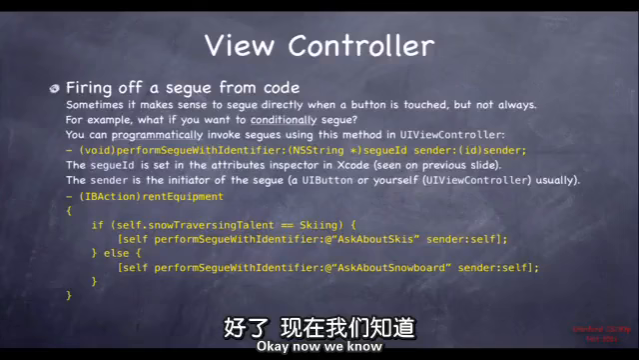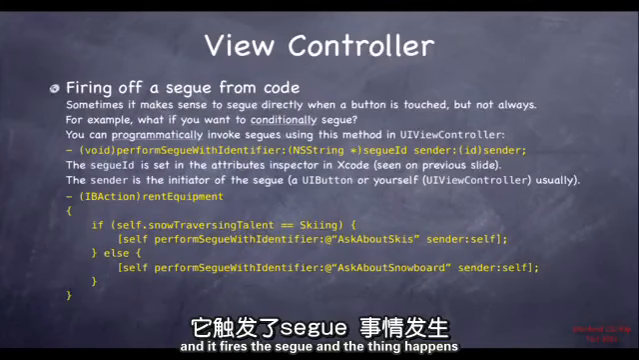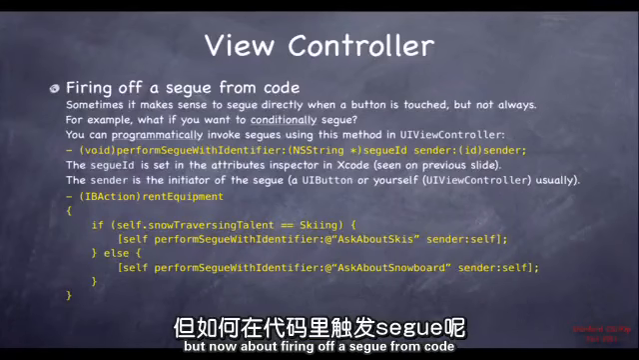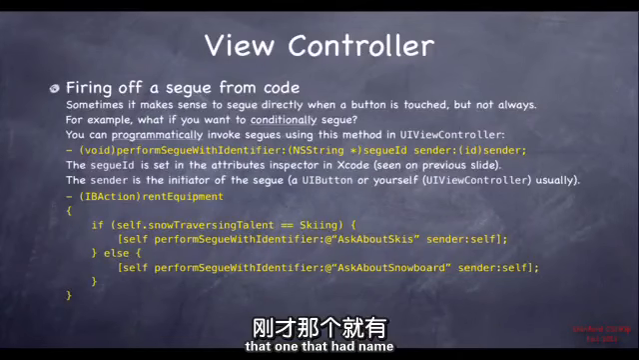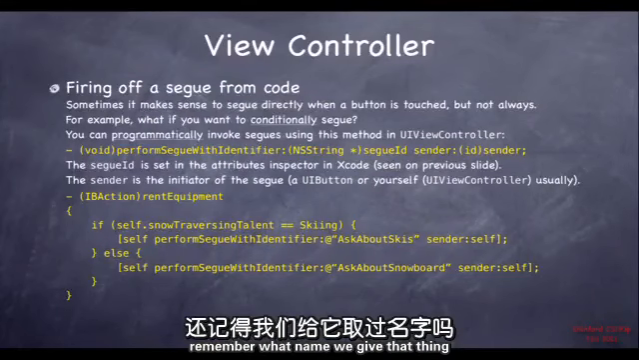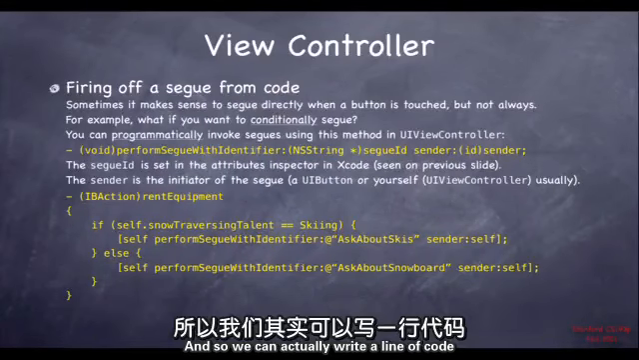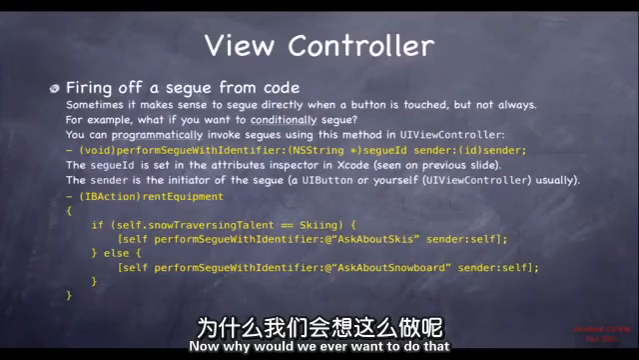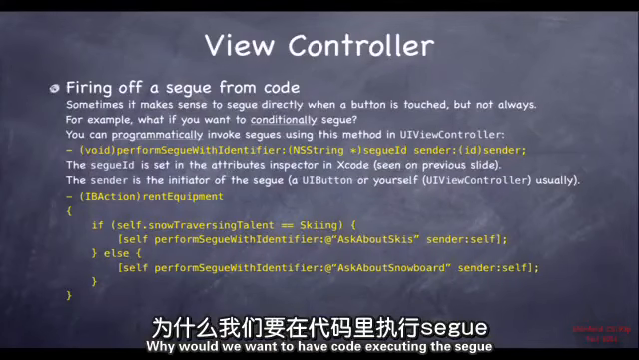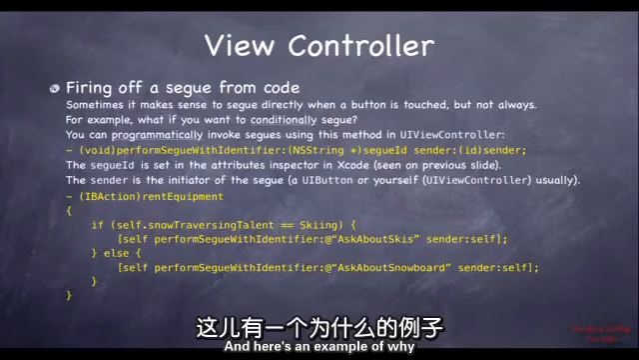Now, we know how to fire off a segue by clicking a button, and it fires the segue, and the thing happens. But how about firing off a segue from code? We know these segues are named. We had that one that had a name, I don't remember what name we gave that thing, but whatever name it was, in the inspector, we set a name for it. And so we can actually write a line of code that will cause that segue to happen. Now, why would we ever want to do that? Why would we want to have code executing the segue instead of just having the button be wired up in Xcode?